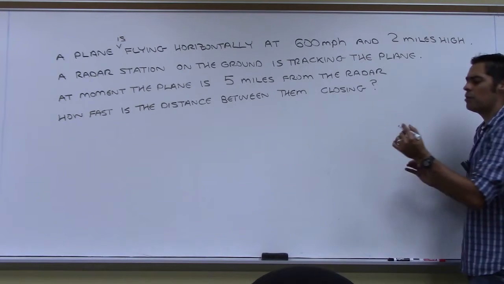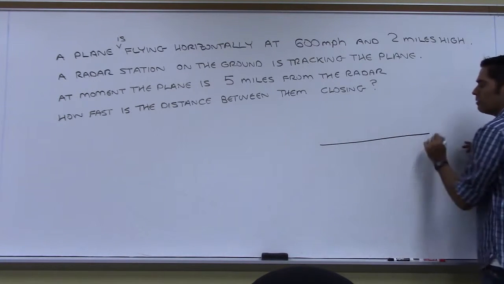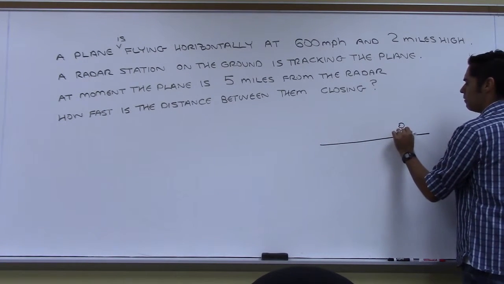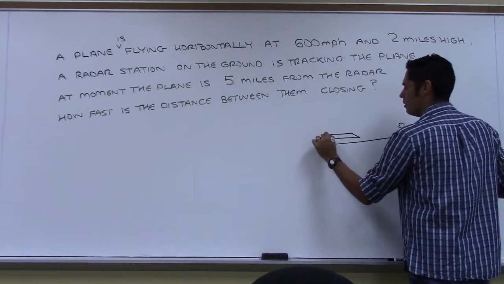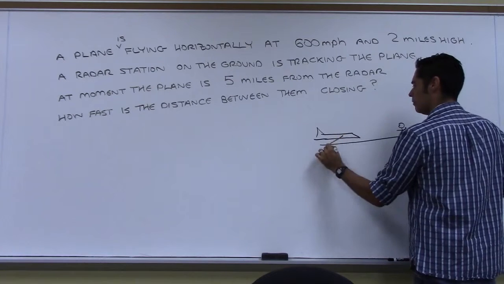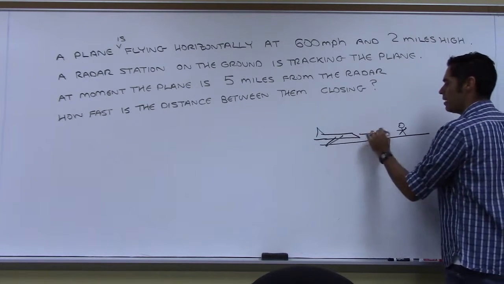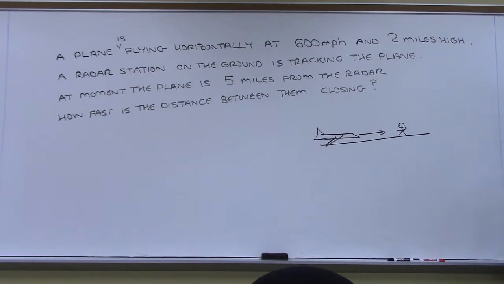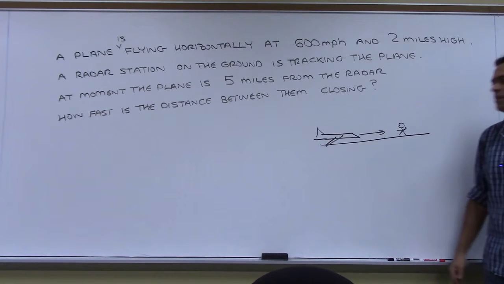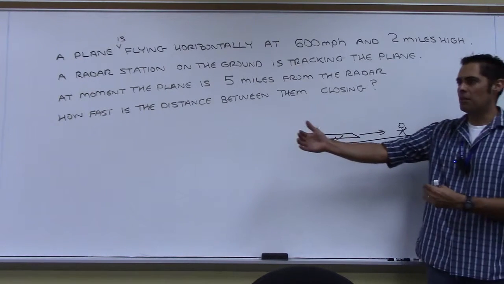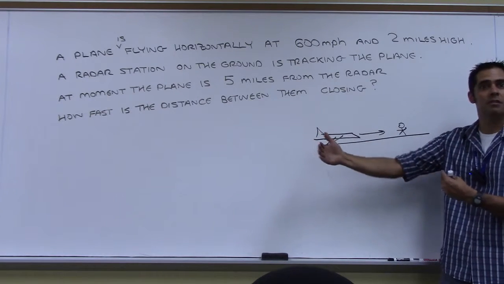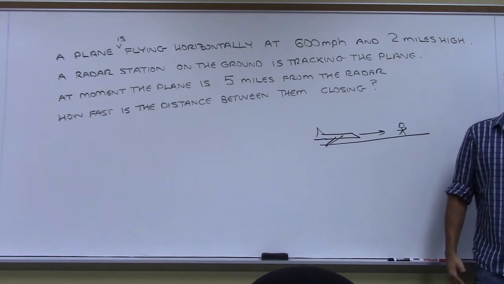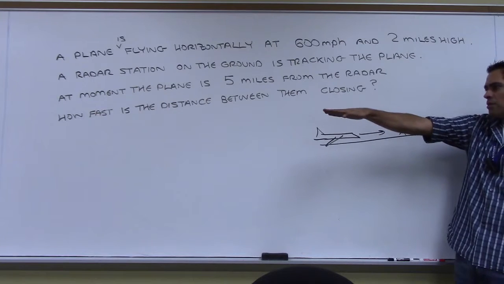So here, let me show you this. Let's say here's the ground, and I'm a guy standing here, right? And there's a plane that's also on ground level, right? And that plane is traveling at 600 miles per hour coming towards me. What is the rate, how fast is the distance between us closing? 600 miles per hour. Because we're in the same horizontal plane, aren't we?